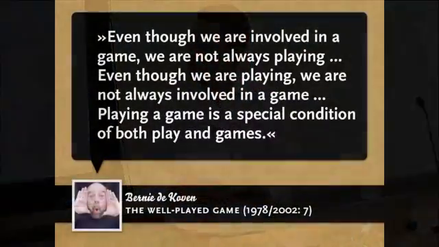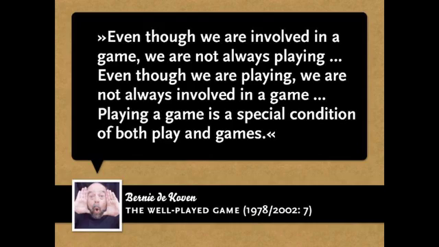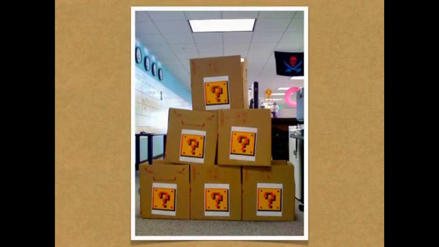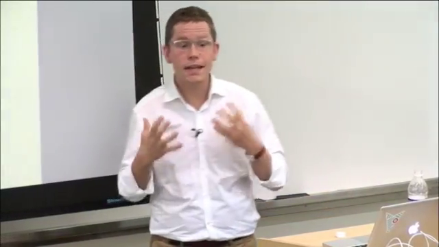Or in the words of the immortal Bernie de Koven, even though we are involved in a game, we're not always playing. And even though we are playing, we're not always involved in a game. Playing a game is a special condition of both, right? For we can play with very many things. We can play with our hands, with sticks and stones, with balls, or with cardboard boxes at the office, right? We don't need a game for that.